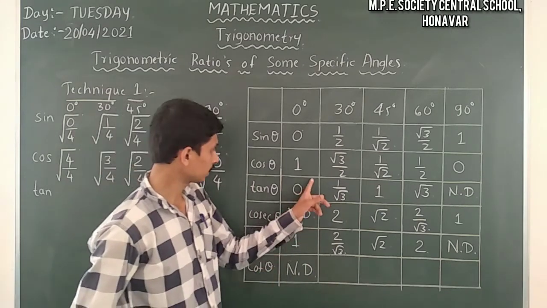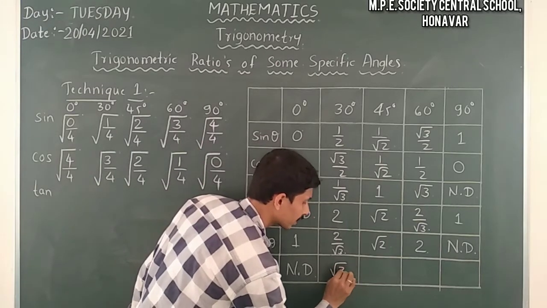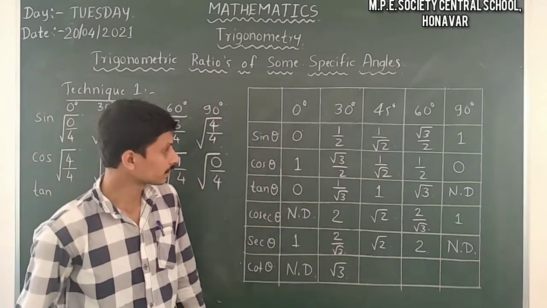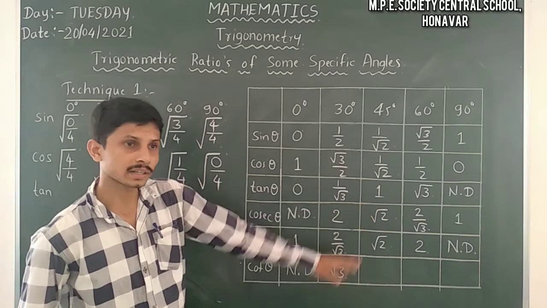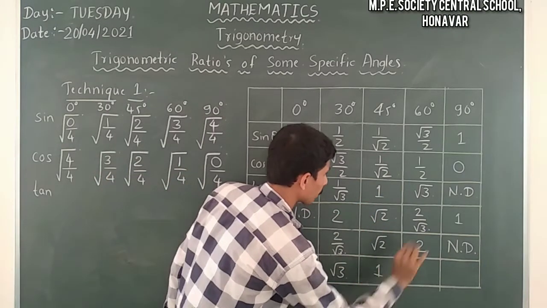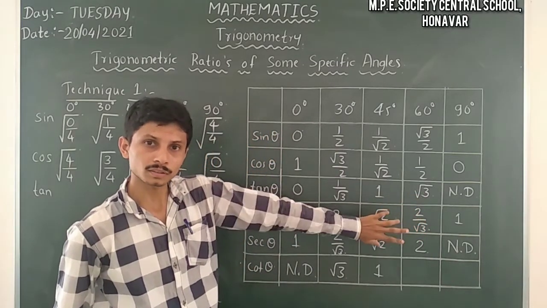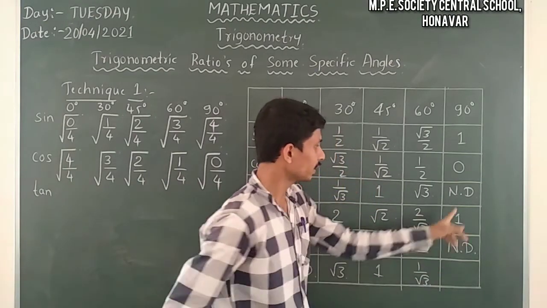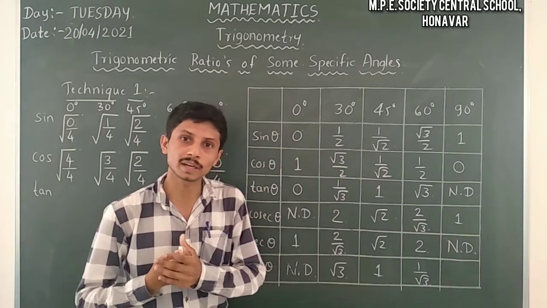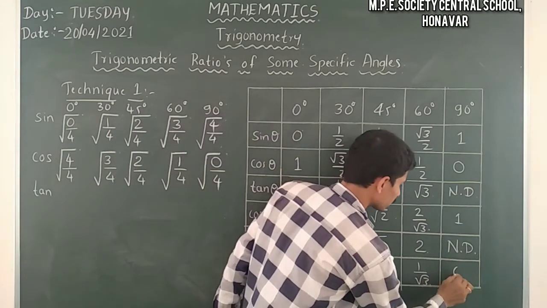Then, so here 1 by root 3 we have, so just take the reciprocal of it, we are getting root 3 here. Then, so here 1 we have, so just take the reciprocal of it, then you are getting 1. Yes, so here we have root 3, so root 3 by 1, take the reciprocal of that, so 1 by root 3. And here it is not defined, actually it is 1 by 0, so take the reciprocal of it, 0 by 1, so it is nothing but 0.